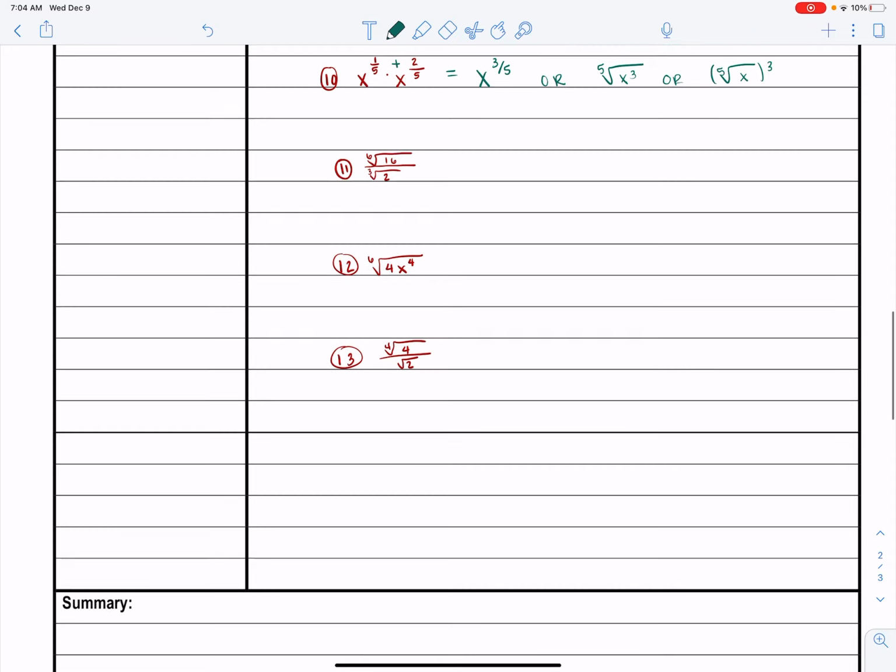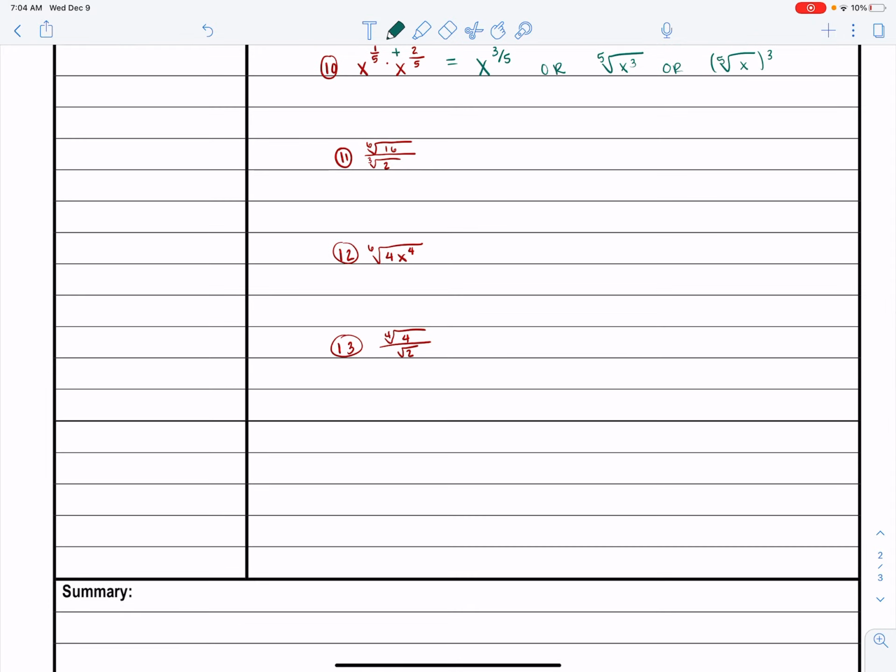Okay, this one's kind of weird. So I have the 6th root of 16 and the cubed root of 4. So I'm first going to rewrite that as 16 to the 1/6 power over 2 to the 1/3 power.